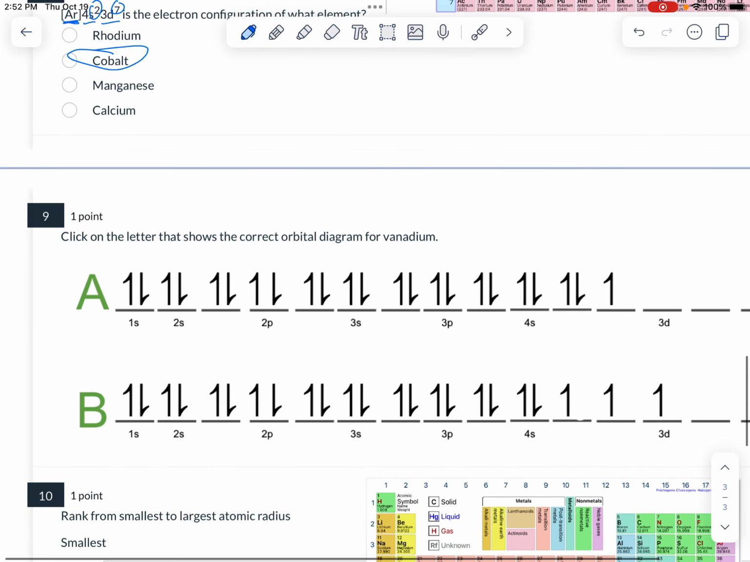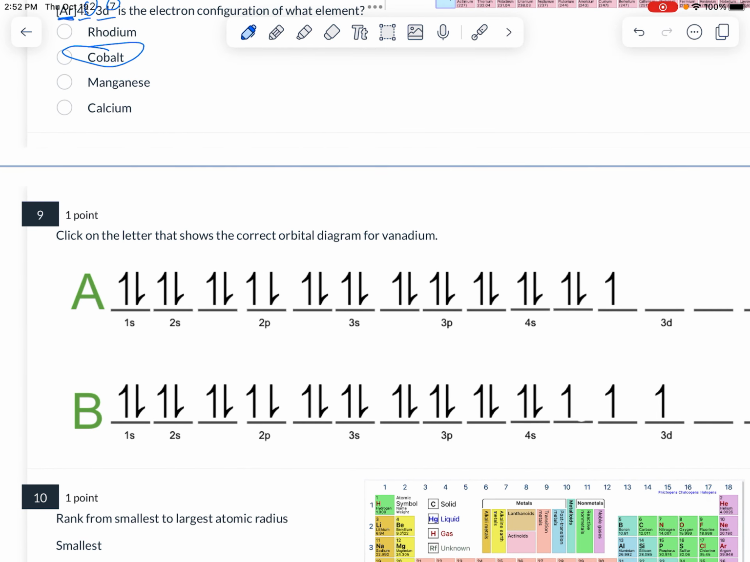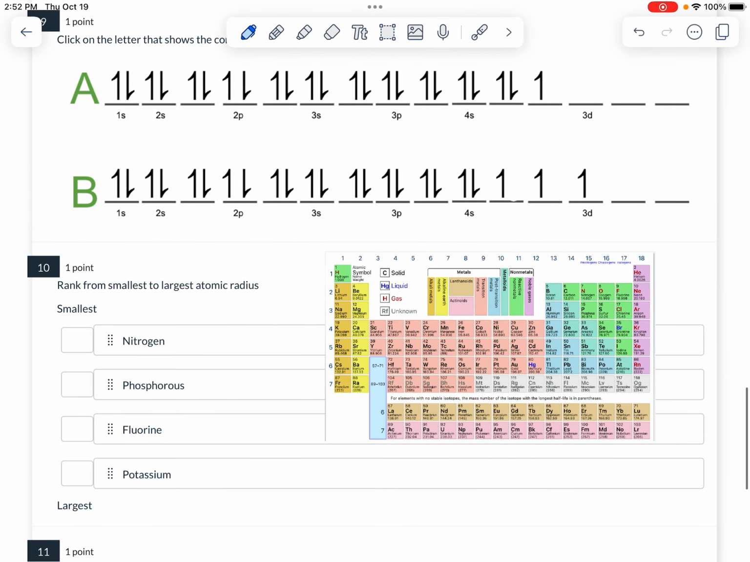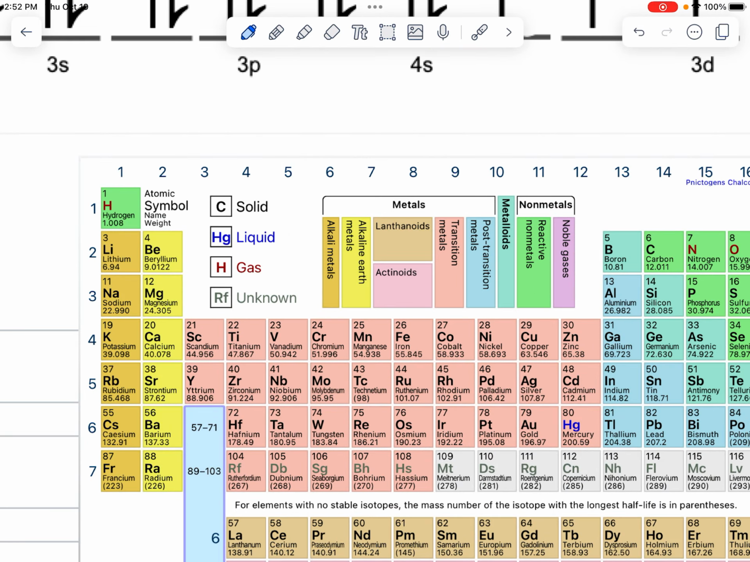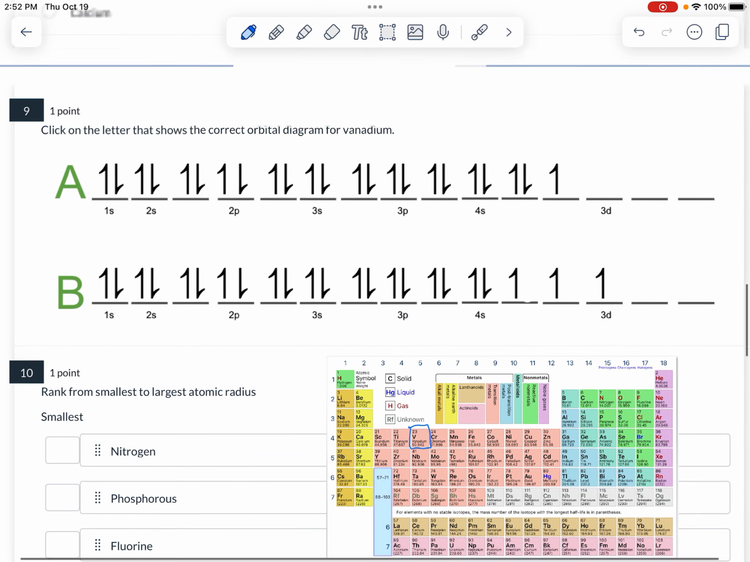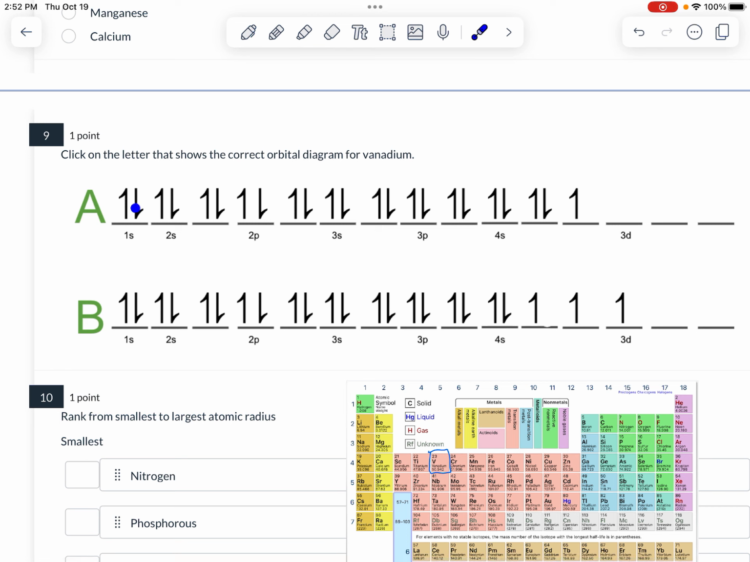All right, number 9: click on the letter that shows the correct orbital diagram for vanadium. So again, let's take a look at our periodic table. Let's find vanadium. I find it right here, and so I have 23 electrons. So let's count our electrons. 1, 2, 3, 4, 5, 6, 7, 8, 9, 10, 11, 12, 13, 14, 15, 16, 17, 18, 19, 20, 21, 22, 23. So that's good. Let's double check this one. Okay, so both have the correct number of electrons.